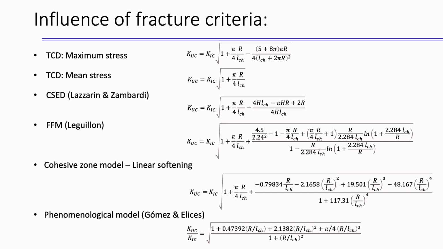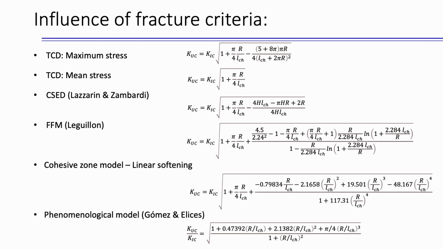the strain energy density from Professor Lazzarin and Sambardi, on which the English Professor Filippo Berto has been working, finite fracture mechanics from Leguillon, although probably this expression is not the last version of this theory, the cohesive zone model with linear softening, and another criterion that is a phenomenological fitting of the curve that we saw at the beginning. We published this curve and the other expression in a previous paper, 20 years ago.